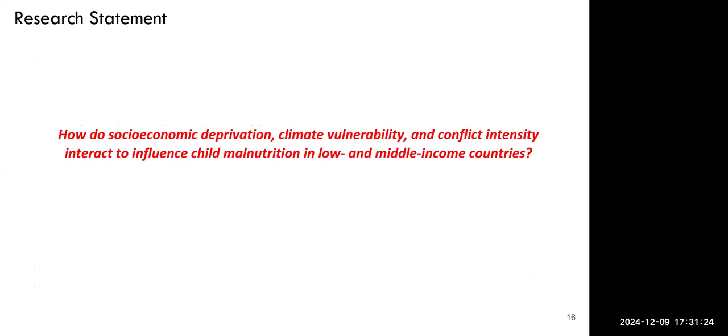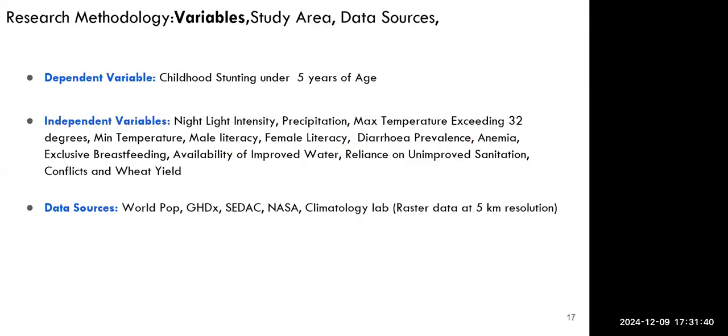So what's the research statement? I already mentioned it: how socioeconomic deprivation, climate vulnerability, and conflict intensity influence child malnutrition, basically childhood stunting in low and middle income countries. And for my analysis, my dependent variable is childhood stunting. As I already mentioned, it's children who are under 5 years of age.